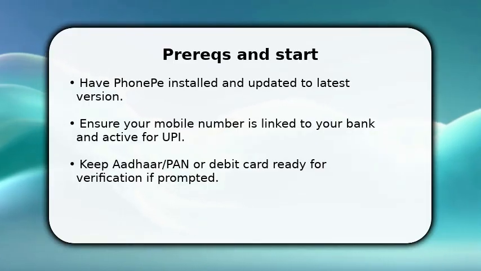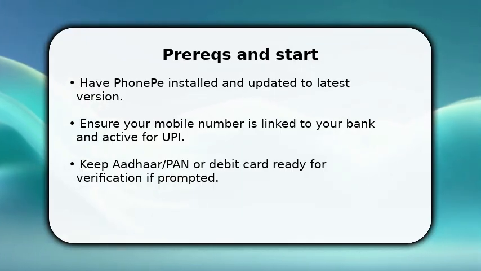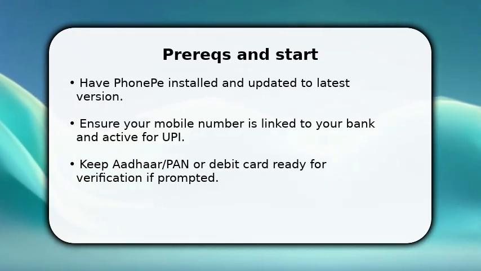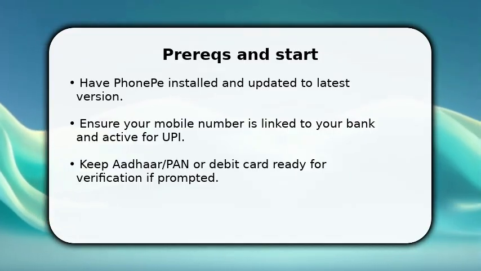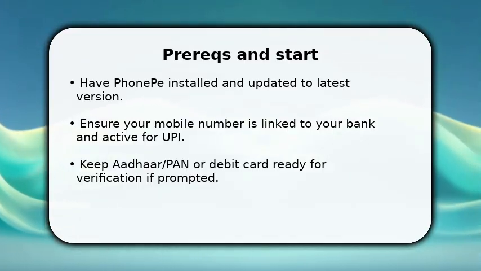Once done, tap the UPI Circle or Create Circle option. This initiates a shared payment group. You're starting the setup immediately so you can add contacts, set contribution amounts, and pick a purpose. Make sure your app shows your primary bank and VPA before proceeding.